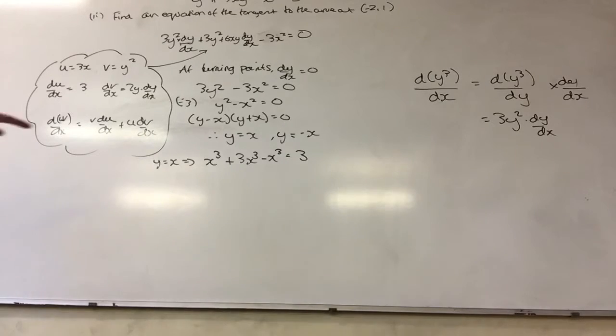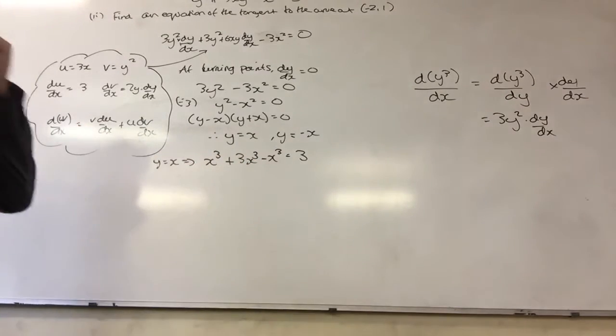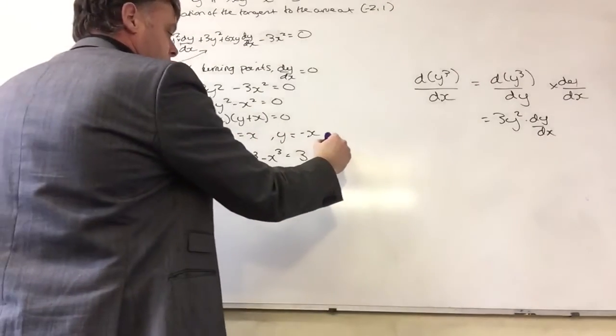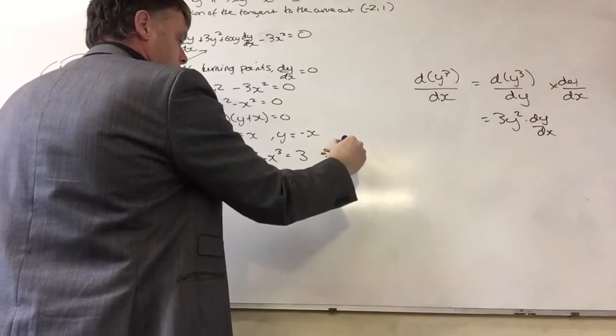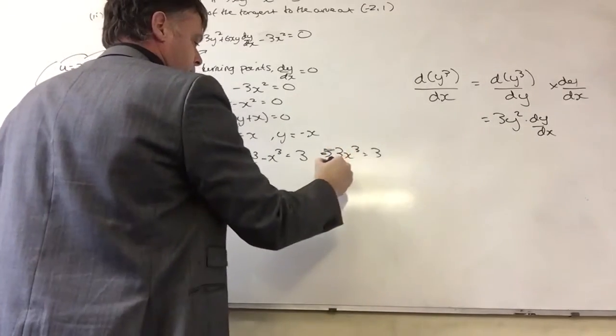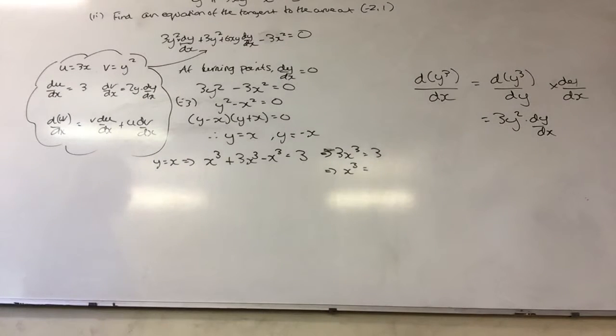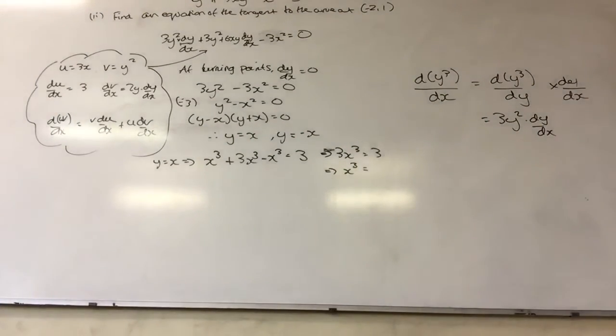So it's not difficult to solve. How many x cubes have I got on this side? So I've got 3x cubed is equal to 3. So therefore x cubed is equal to 1.